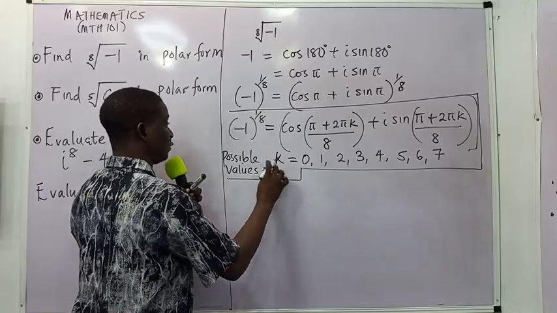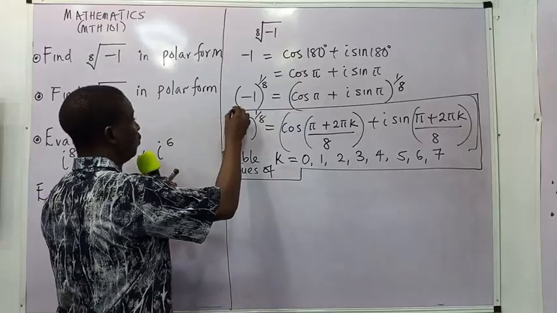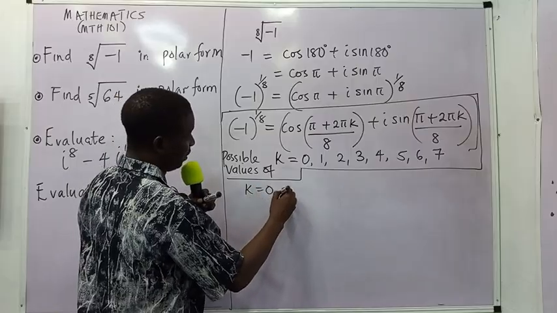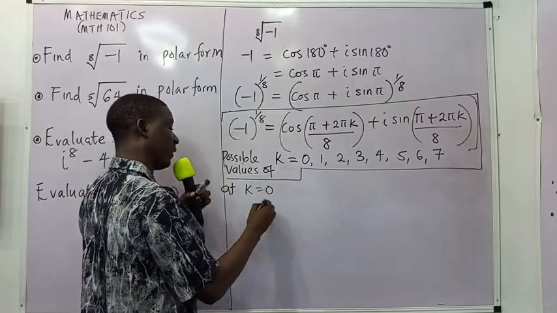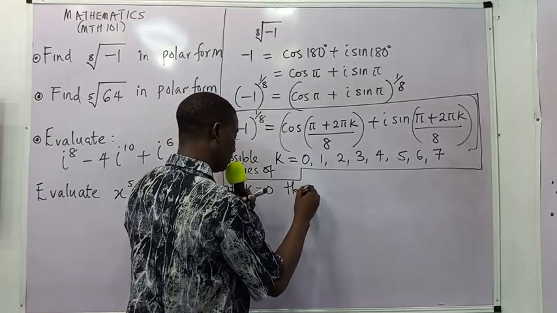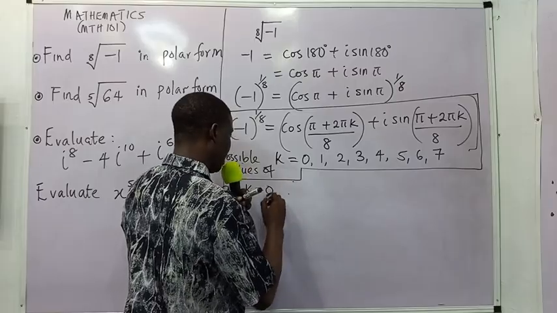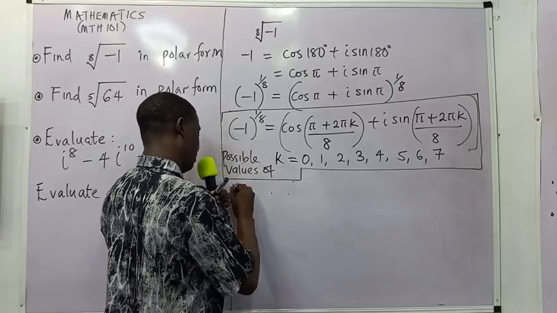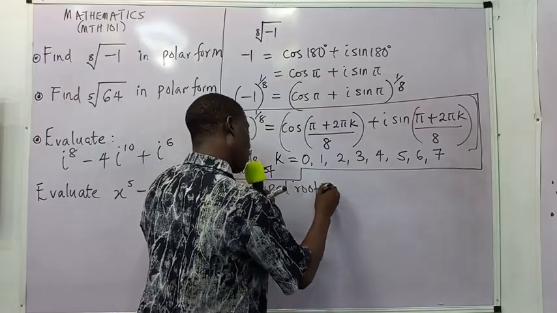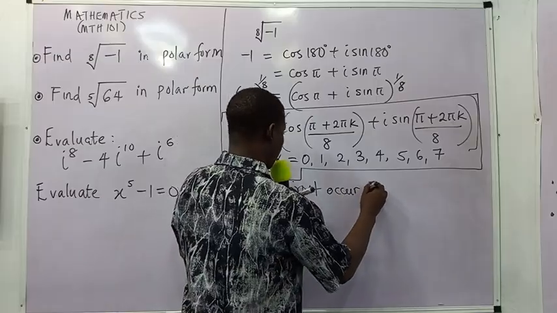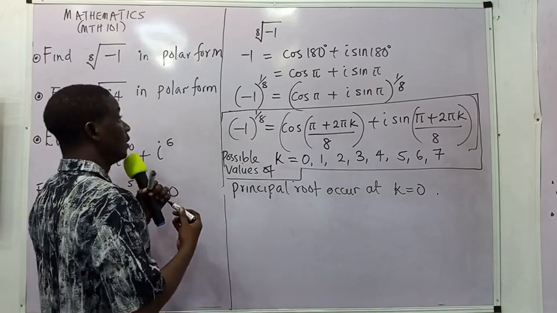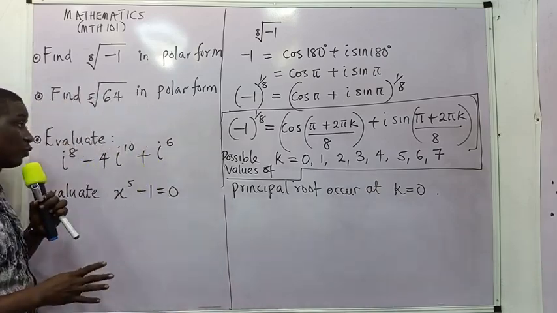Now don't forget also that having gotten the answer, the principal root will always be at k equal to 0. The principal root occurs at k equal to 0. Don't forget that particular vital point.